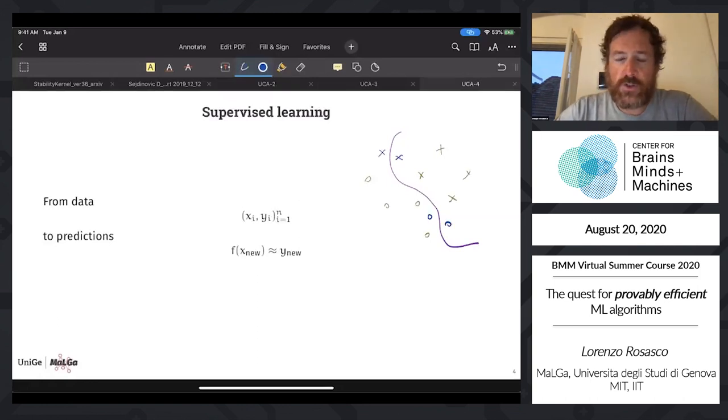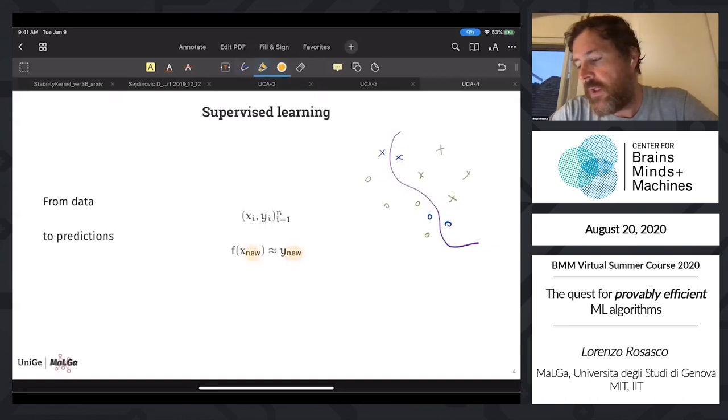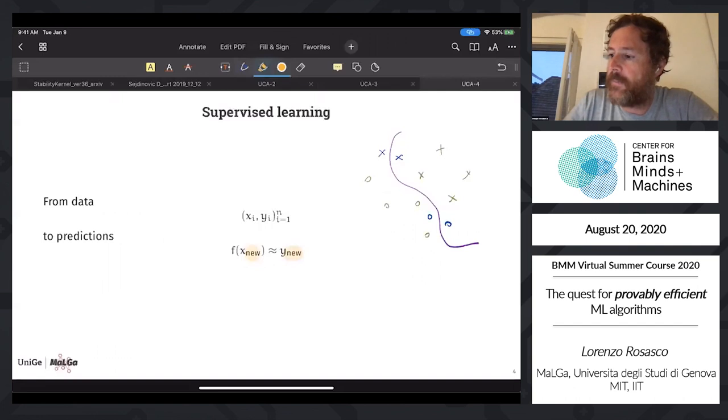Okay? So we should be able to predict well. And that's why here, the emphasis is on the fact that we need a function that will be able to predict well, not on data that we have already seen, but on new data, okay? So this is a very simple idea. It's a basic idea, the idea that we learn from past data how to predict new data.